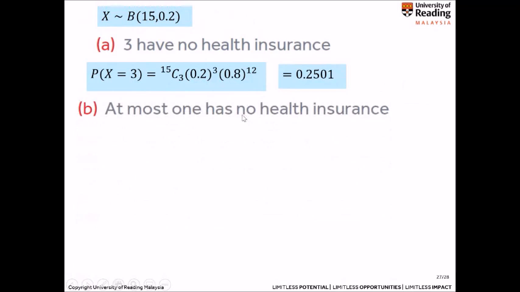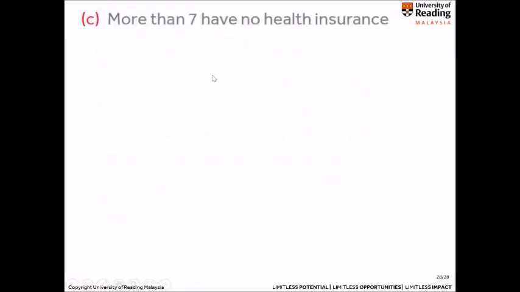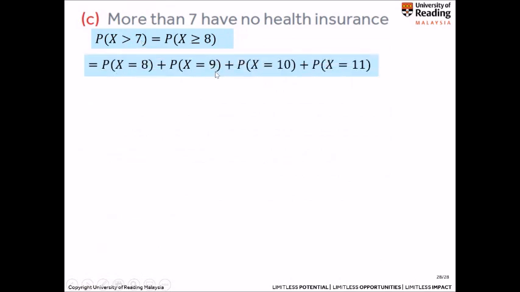And part B, at most 1 has no health insurance. So this includes the case of x equal to 0 or x equal to 1. So use your calculator and work out. Your answer should be 0.1671. So in this case, more than 7 has no health insurance. You change greater than 7 to x greater than or equal to 8.